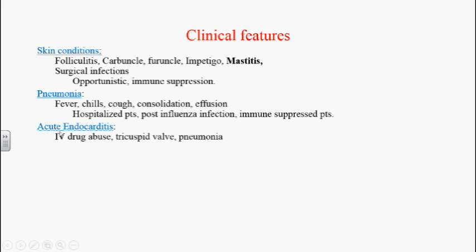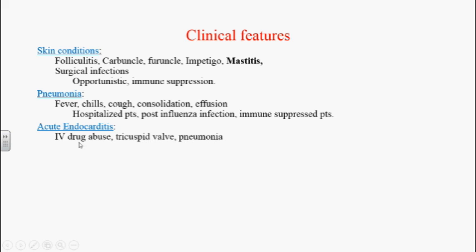It can cause acute infective endocarditis, especially in IV drug abuse patients. In people who have infective endocarditis from IV drug abuse, the majority of the time there is tricuspid valve involvement, and more vegetations are seen on the tricuspid valve. Because of desquamation, this group of organisms can spread as emboli and ultimately cause pneumonia in these patients.